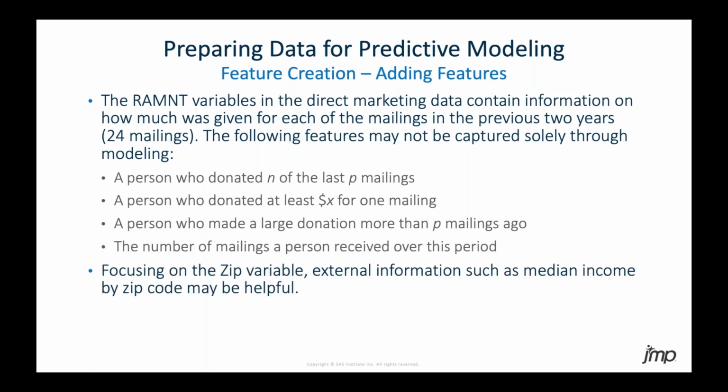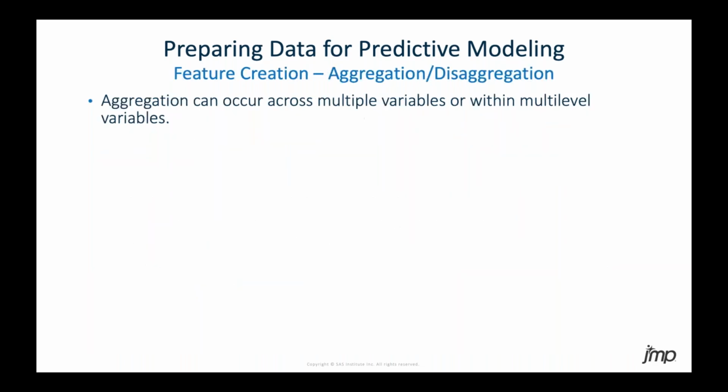Okay. Focusing on the zip code variable. One of the variables in the data set here is zip. I might want to pull in information such as the median income by the zip code. I might feel that if you come from a richer zip code, you might be more likely to donate more often or more. The zip also gives me a good segue into the idea of aggregation.